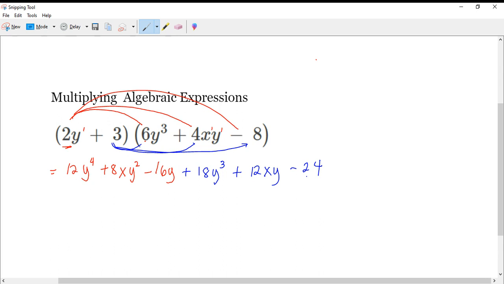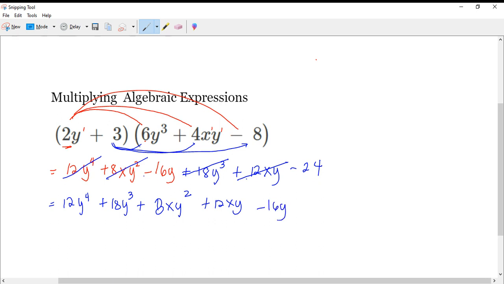Next, you will have to check if there are any like terms that you can combine, okay? So let's do that. Are there any other y to the fourth? No, not really. So that's the first one I'm going to write, y to the fourth. So this is done. Now, what's the next exponent? You have 3. So now we will do plus 18y cubed. So this is gone. Okay, so next one is we have xy squared and xy. They're not really like terms, so therefore we'll just have to write them one at a time. 8xy squared, so that's gone. And then this is next plus 12xy, that's gone. Next one is negative 16y.